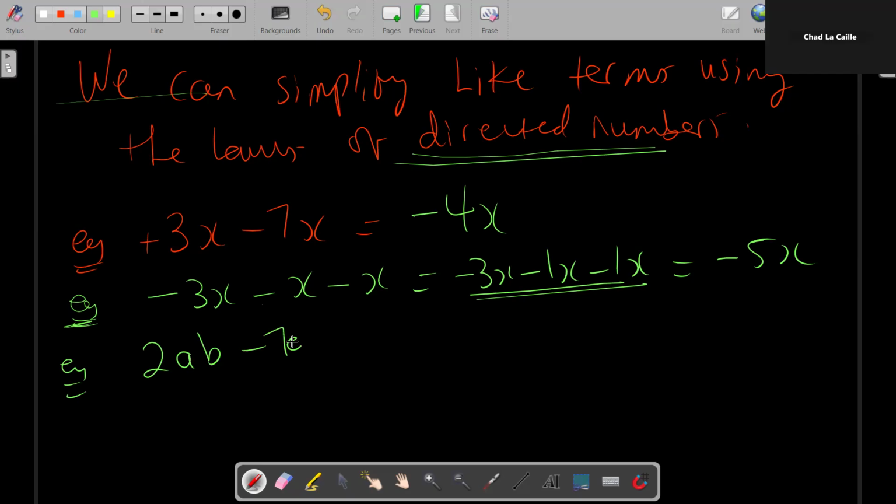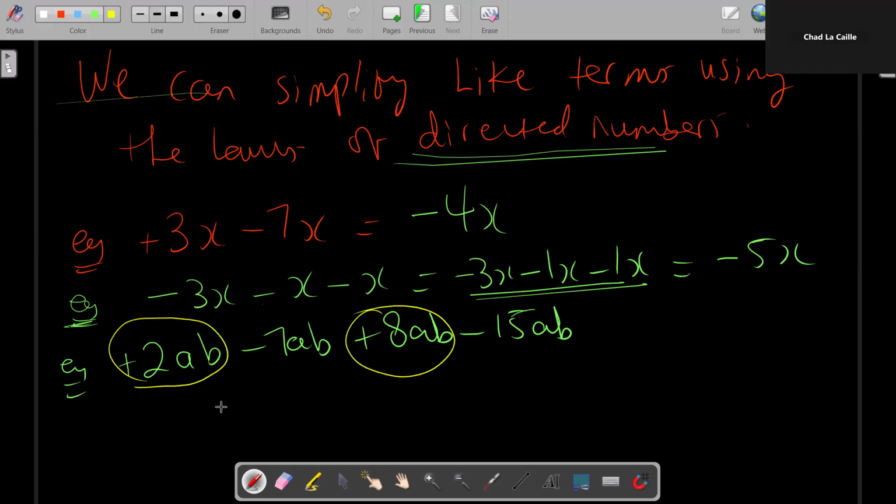2ab minus 7ab plus 8ab minus 15ab. Can we simplify this now, Tristan? Yes, sir. They are all like terms, sir. So help me out. What are we going to do? All right, sir. The first thing we can do, we can add them. So I can go with the easy ones first. 2 plus 8 equals 10, and then 7 plus 15 equals 22.